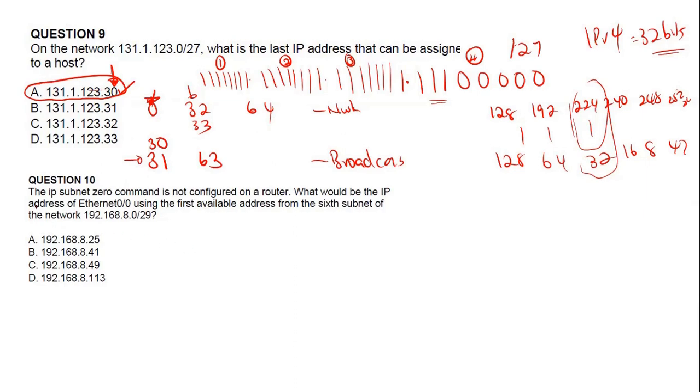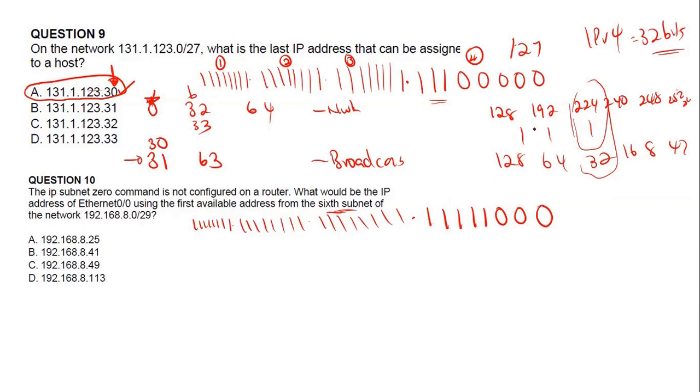Okay. Same scenario, the IP subnet 0 command is not configured on the router. What will be the IP address of the Ethernet 00 using the first available address from the 6th subnet of the network base? So again, /29 takes us back to slash notation. 1, 2, 3, 4, 5, 6, 7, 8, 9, 10, 11, 12, 13, 14, 15, 16, 17, 18, 19, 20, 21, 22, 23, 24, 25, 26, 27, 28, 29, 30, 31, 32.